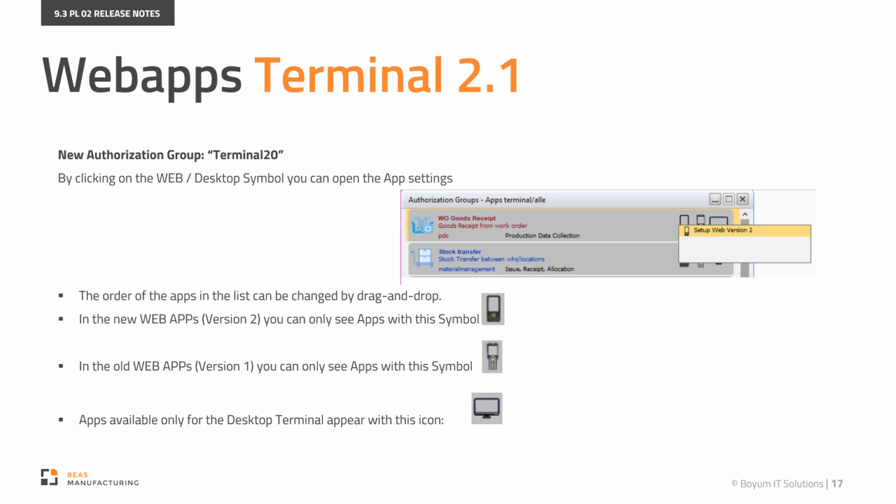In the new web apps version 2, you can only see apps with this symbol. In the old web app version 1, you can only see apps with this symbol, and apps available only for Desk Terminal appear with the icon of a computer monitor.